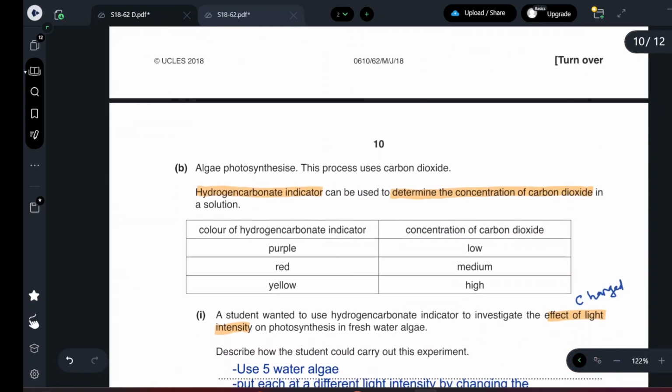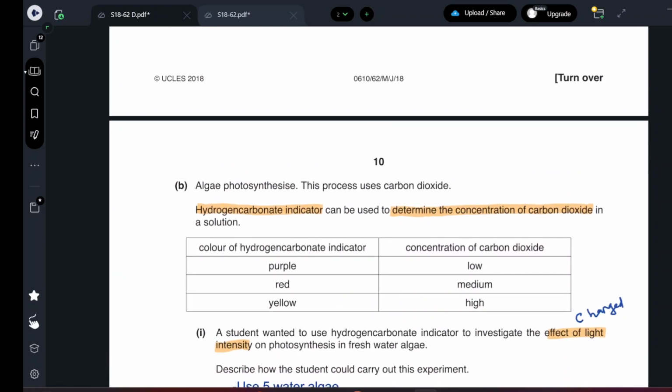The last question here, design the experiment. The algae photosynthesize. This process uses carbon dioxide. We put hydrogen carbonate indicator to determine the concentration of carbon dioxide. And he gave you the results. If there is low carbon dioxide, the color will be purple. If there is medium, it will be red. If there is high, it will be yellow.